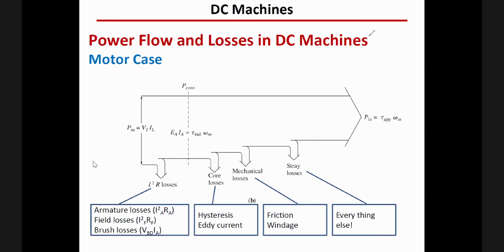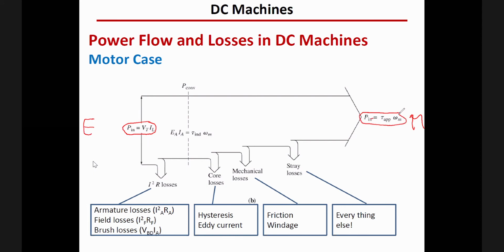This is the power flow in the motor, which is a very important concept here. Why? Because here we are explaining how the power flows from the input to the output. The input is electrical, and this is the input side. And the output is mechanical. If we want to calculate the power of the input, it is the terminal voltage multiplied by terminal current. We want to calculate the output of the motor. This is the output. It's the torque multiplied by omega, where omega here is called omega m because this is mechanical speed. Torque applied is whatever torque you apply to the load.